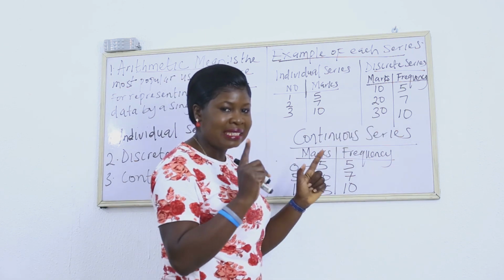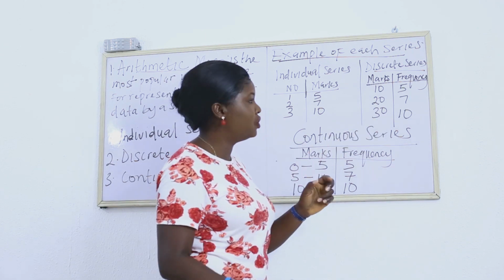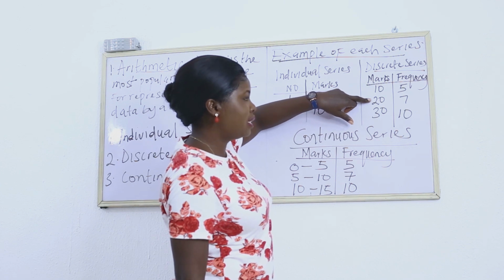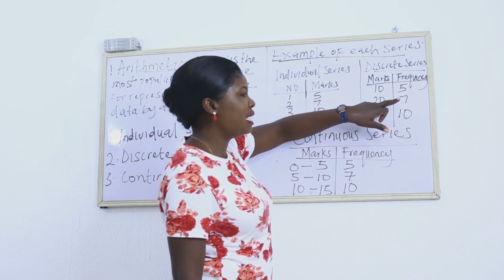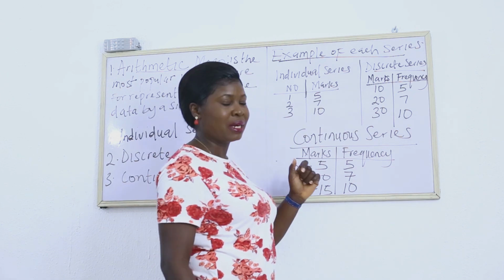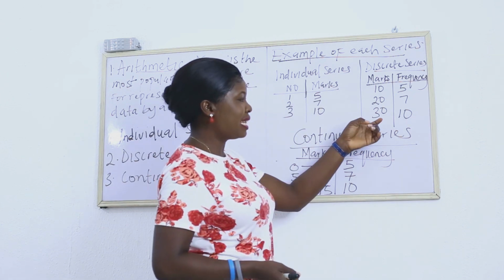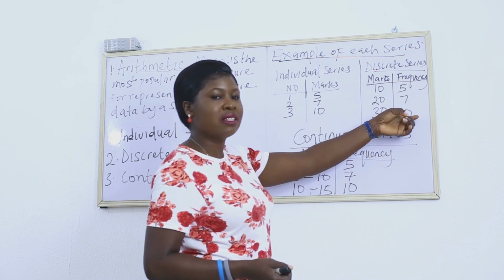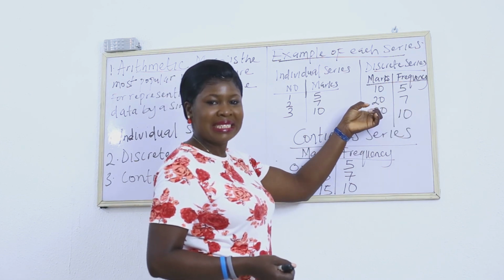We can see that the language has changed. This is saying 20, it means 20 marks. 7 students had 20 over 30. 30 is the highest mark. Then the last one says 10 students had 30.